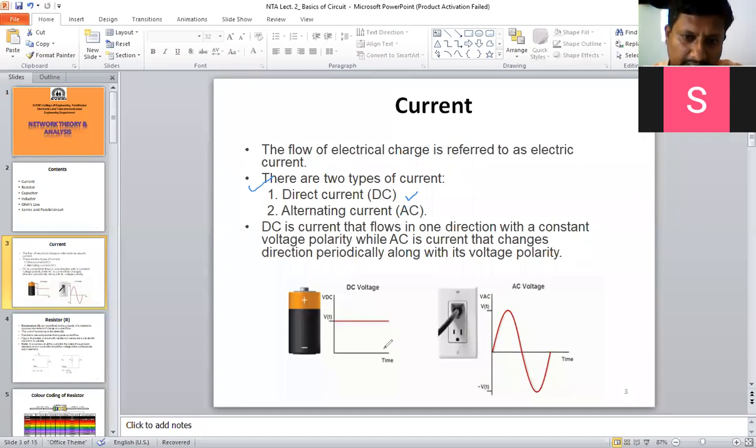Why is it called direct current? Suppose you take on the x-axis the time t, starting from 0 to infinity, and on the y-axis the current I. Suppose this is I of t with respect to t. As you increase the time from 0 to infinity, the amplitude of the current value remains constant. That type of current is called direct current.